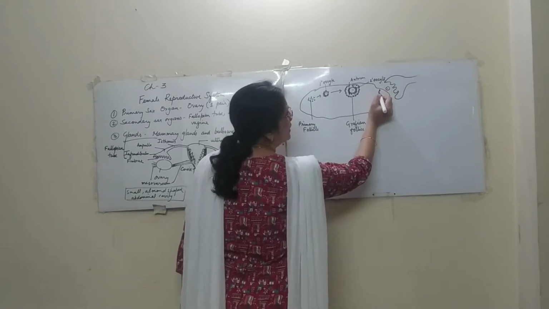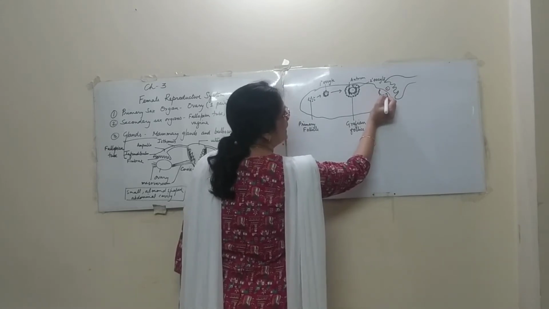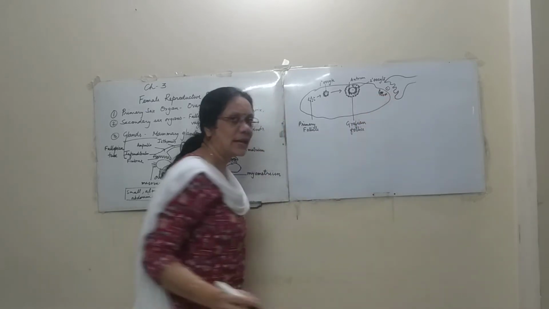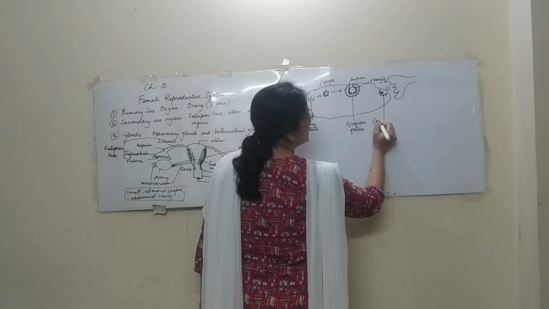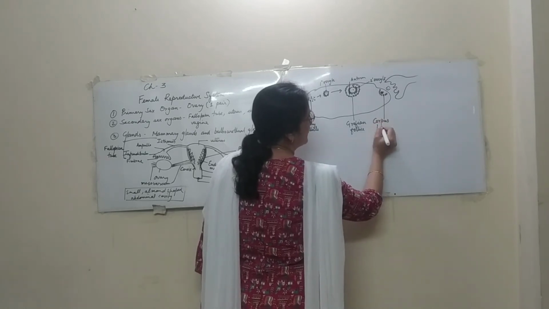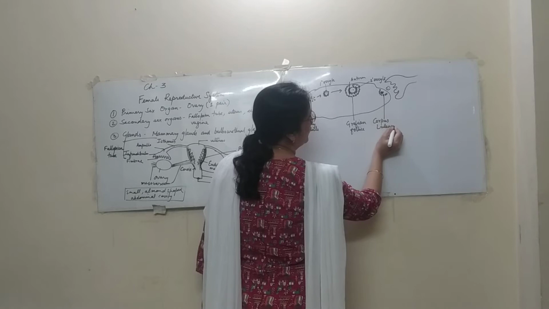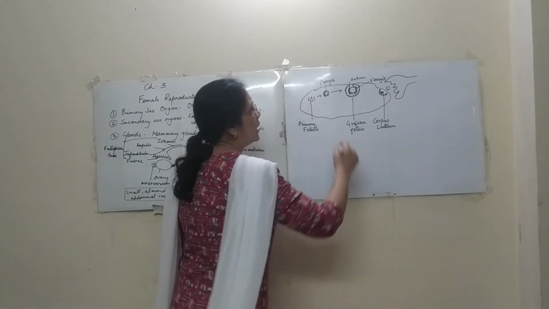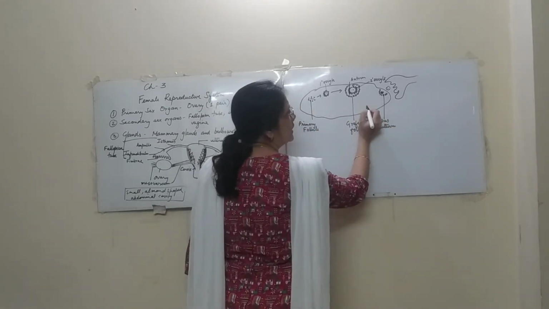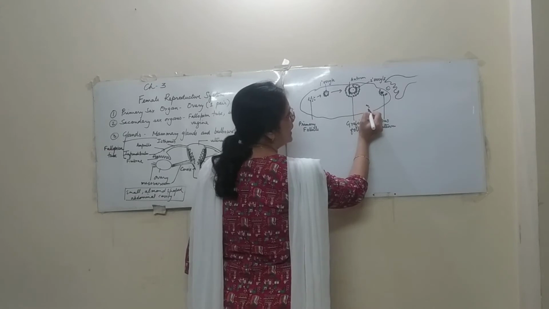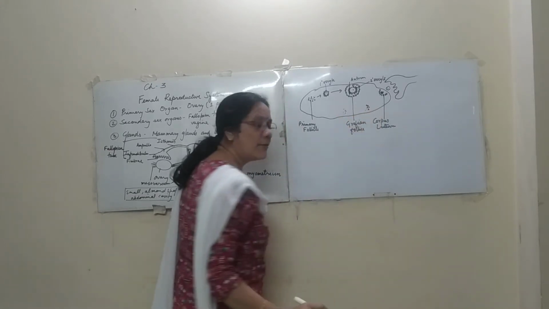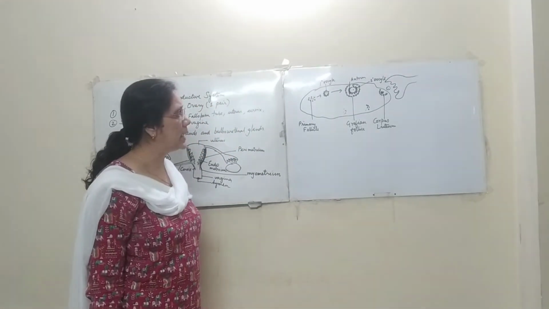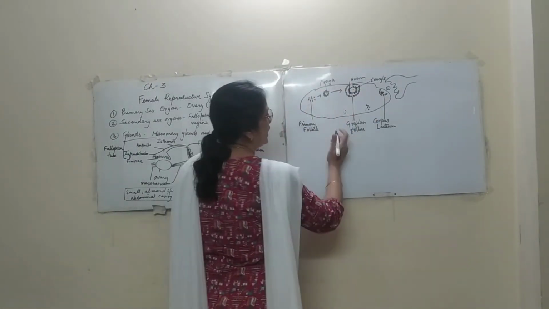So we are left here with only the Graafian follicle and some of its cells, which are now called the corpus luteum. The corpus luteum gradually keeps on degenerating if fertilization doesn't occur.